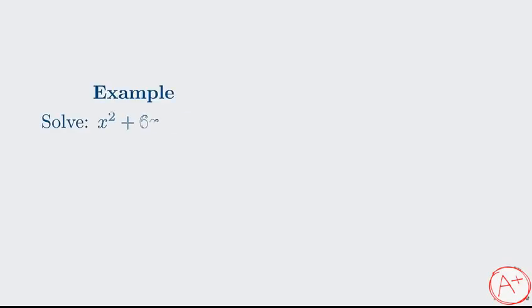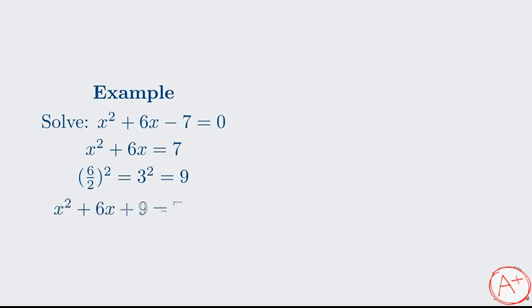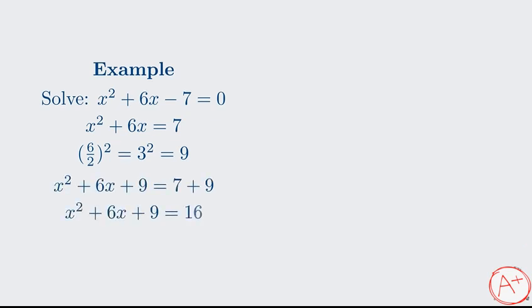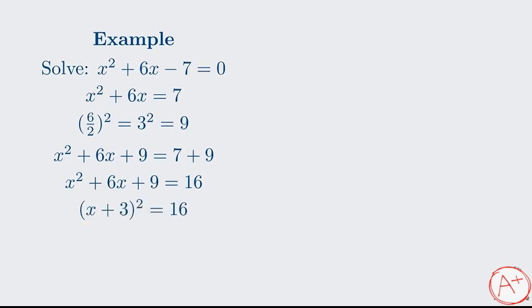Let's work through completing the square step by step. First, we move the constant term to the other side of the equation. Now, we look at the coefficient of x, which is 6. We take half of this value, which is 3, and square it to get 9. We add 9 to both sides to maintain the balance of the equation. Simplified, we have x squared plus 6x plus 9 equals 16. The left side is now a perfect square. We can rewrite it as (x plus 3), all squared.